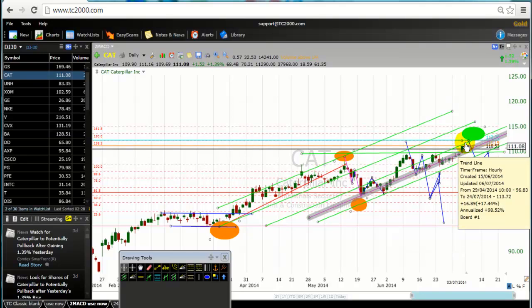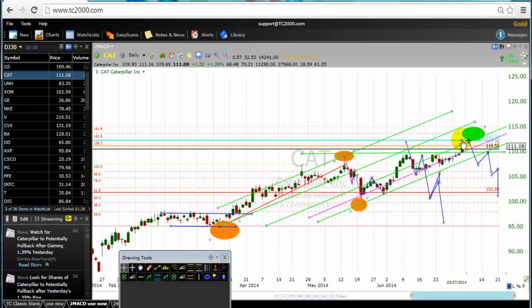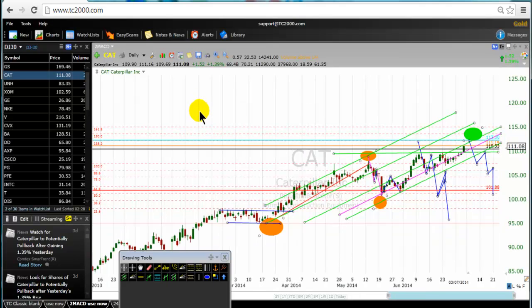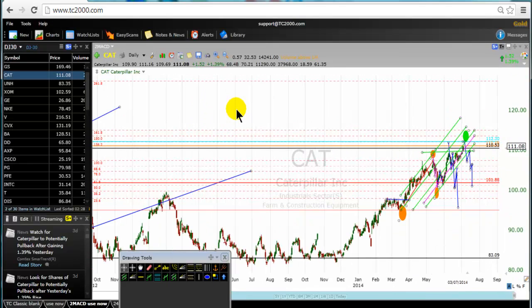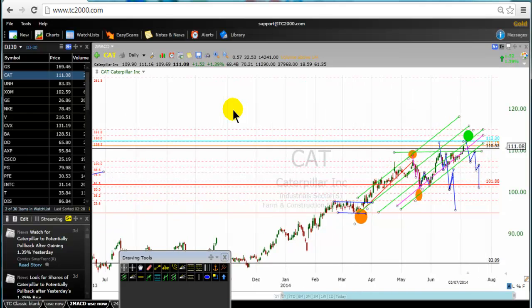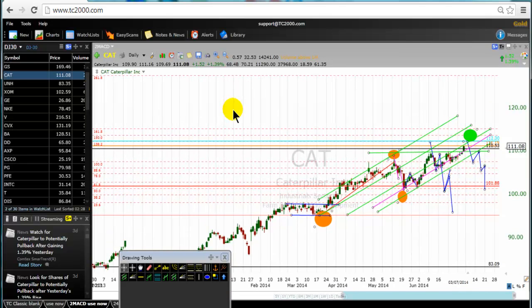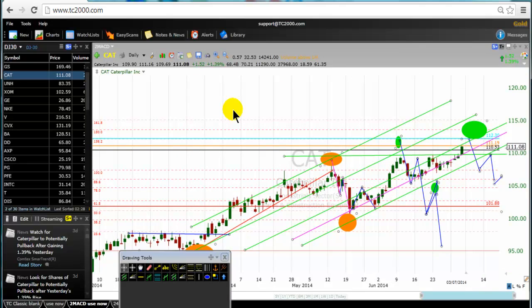Now we have a breakout here. Will this be a valid breakout or a false breakout? Because we understand the flat correction, it allows us to filter out false breakouts and false breakdowns. Very powerful trading tool that the professionals are using all the time.